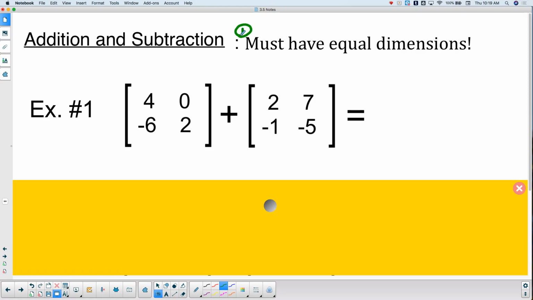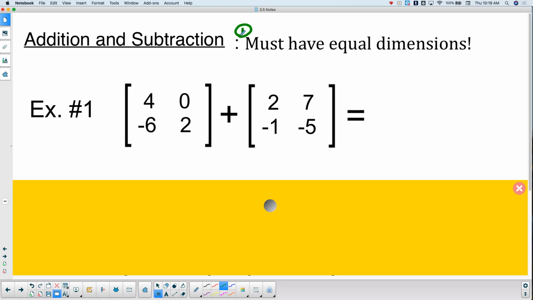Now, you may be thinking to yourself, well, a 2 by 3 matrix is the same as a 3 by 2 matrix. And the answer to that is no, they're nowhere near close. Totally different sides of the spectrum. Yes, they have the same numbers in their dimensions, but if it's not 2 by 3 and 2 by 3, or 3 by 2 and 3 by 2, they are not the same and cannot be added together or subtracted.